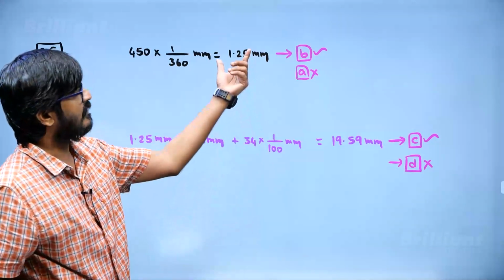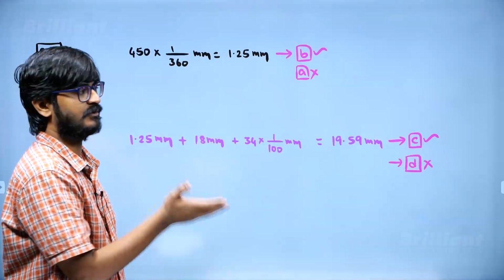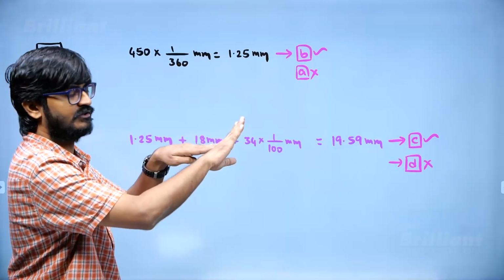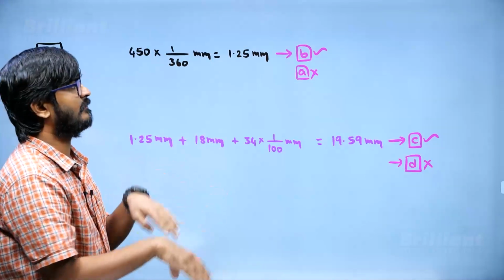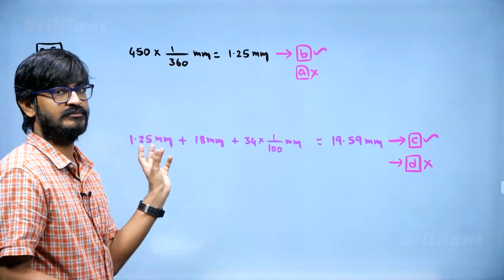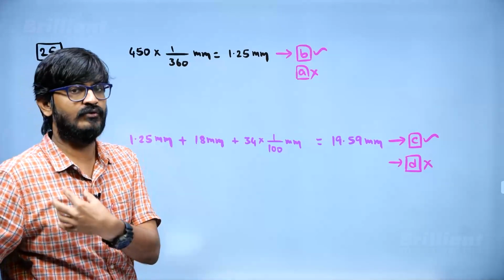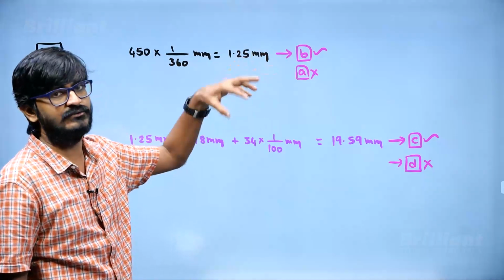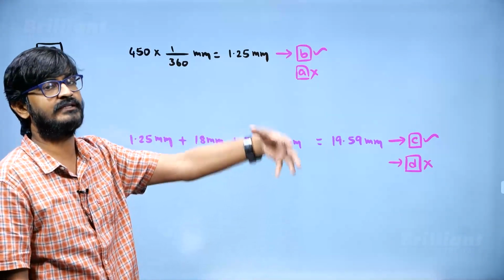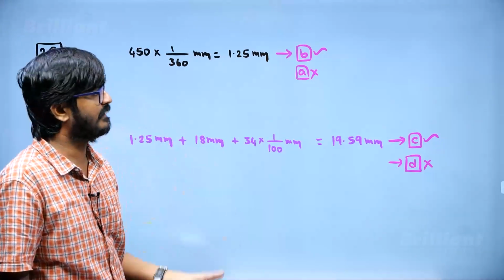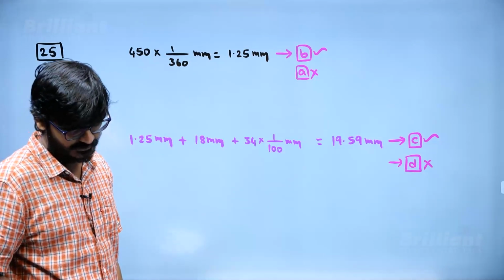If you keep an object of this much length, what is it going to show? It is going to show you 0, because the main scale 0 and circular scale 0 are coinciding. So it is showing 0, but actually the length of the object we put is 1.25 mm. If you want to get the real value, you need to add 1.25. So the error is negative, and in magnitude it is 1.25 mm.